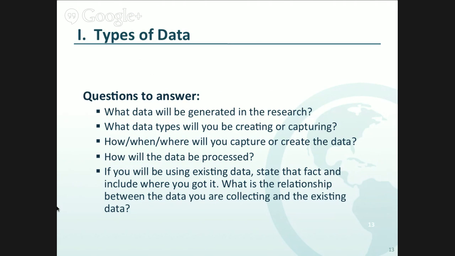So in the first section, the types of data, the things that are being asked about are questions like this. What type of data is going to be generated? What types will be created or captured? How, when, and where will this capture happen? How will it be processed? And if you're using existing data, where did you get it from? You know, if it's secondary analysis, that kind of thing. And what's the relationship between what's being collected and what already existed? So these are questions that may seem kind of obvious, but can be stumbling blocks nonetheless.